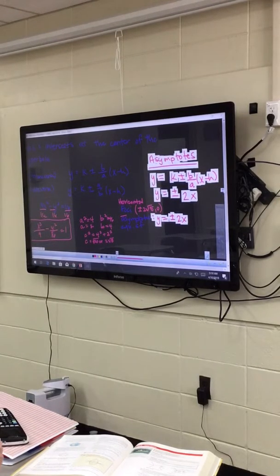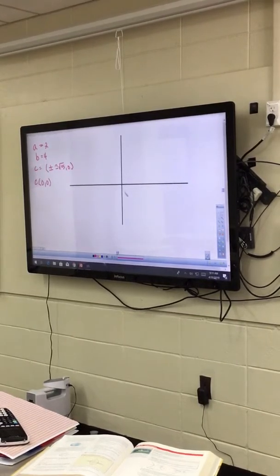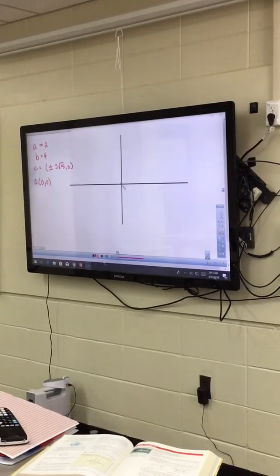Okay, so now I have to graph all that information. Mine just disappeared, so I'm going to rewrite it up here. A was 2, right? B was 4. My foci were plus or minus 2 root 5, 0? Yes, ma'am. So we know that we're at the origin for that center.